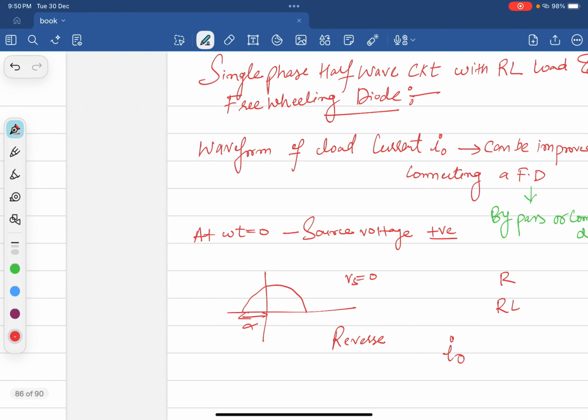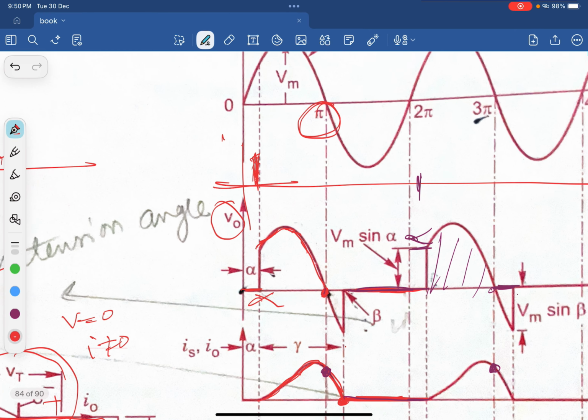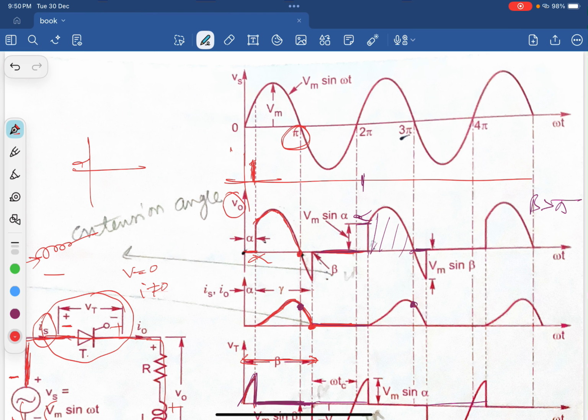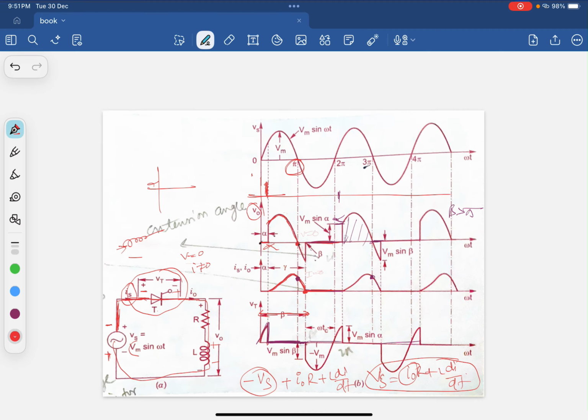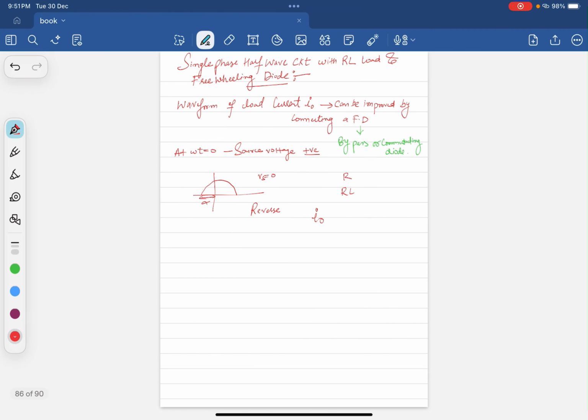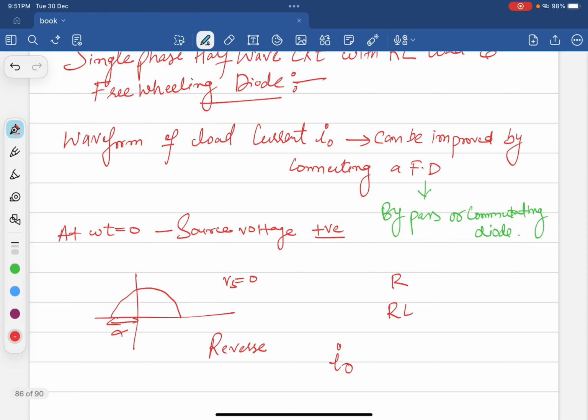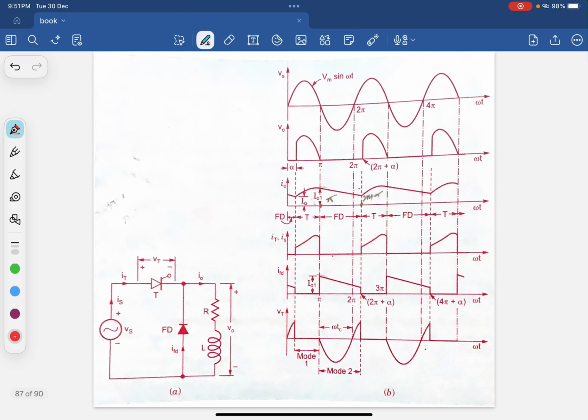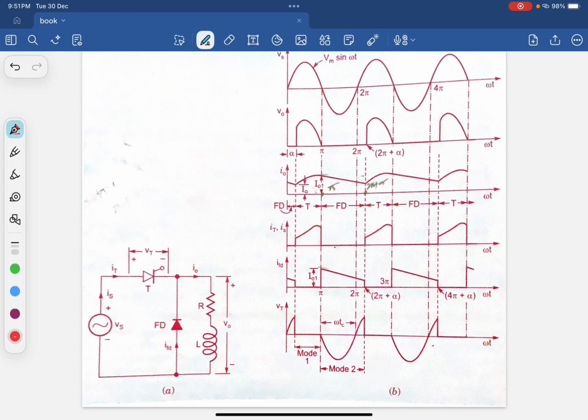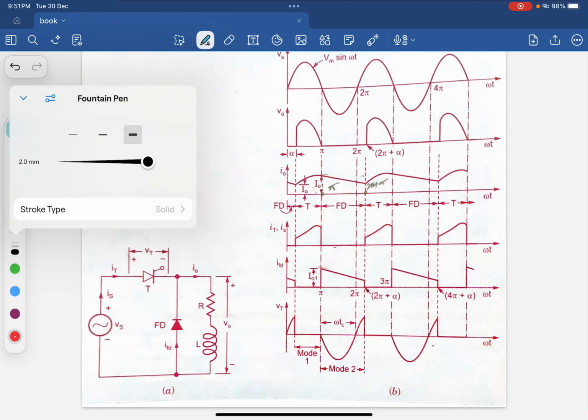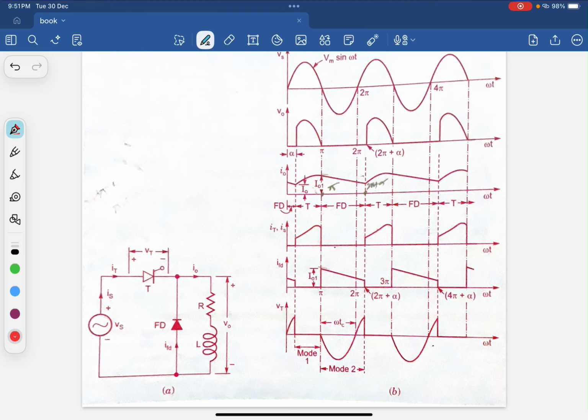In the previous classes, in the waveform we received, some part went negative, that is, the voltage becomes zero, but here the current is not zero. So to improve the output waveform, we use the freewheeling diode. If you look at the diagram, it is the same, the only change is the freewheeling diode. So we will discuss it in detail.